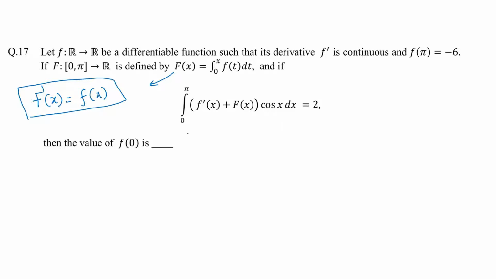Now, whatever the relation that they have given here, I'll be writing this one as two different integrations. So one is f dash of x into cos x plus capital F of x into cos x. So we'll take the indefinite integration of this. Then after that, we can substitute the limits. So let's take the indefinite integration.